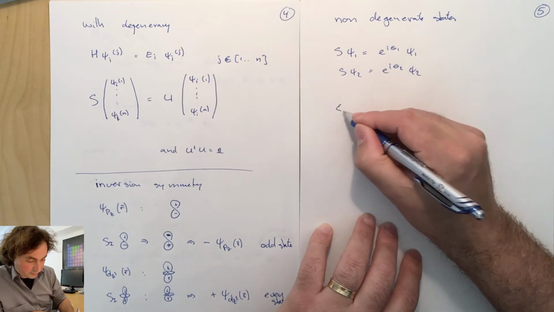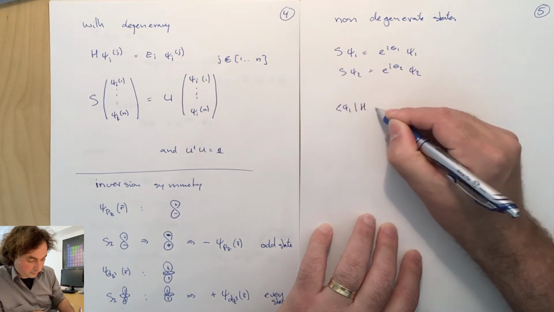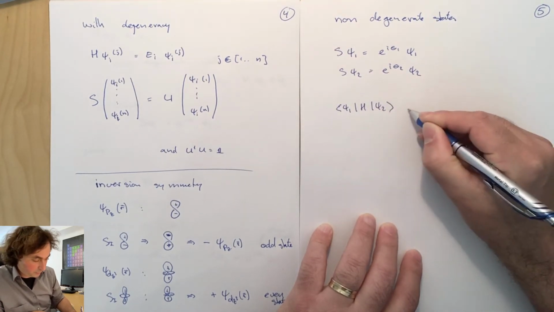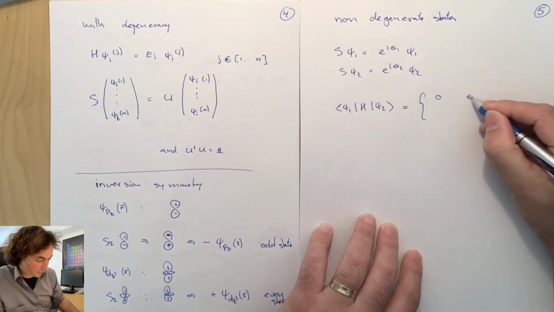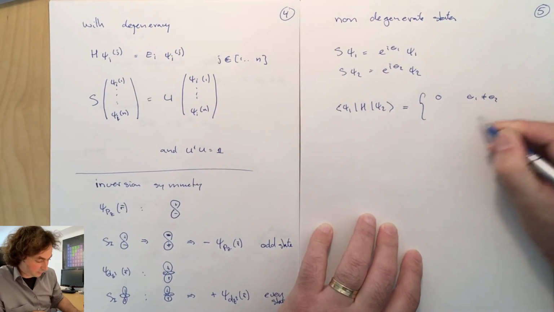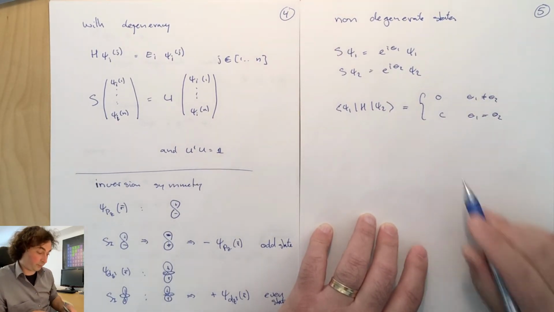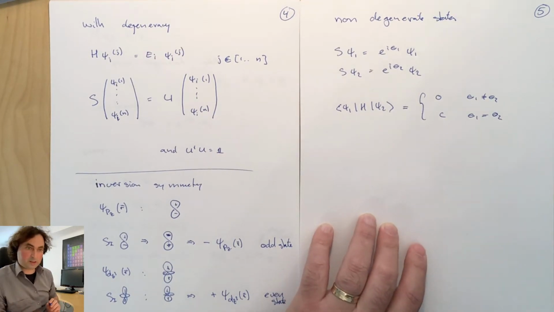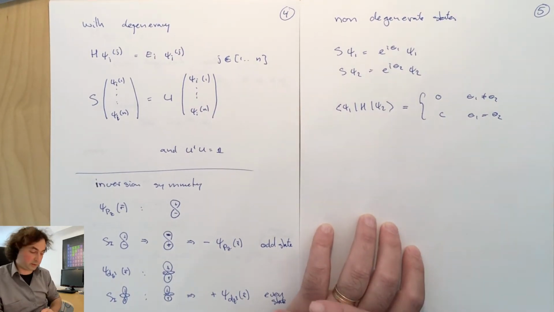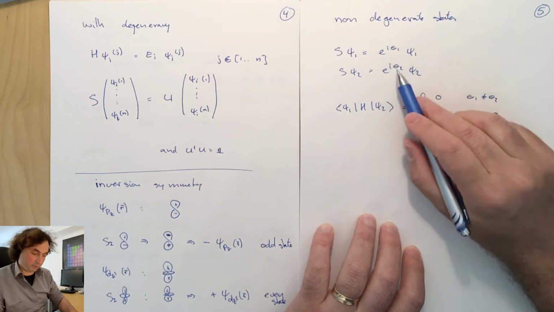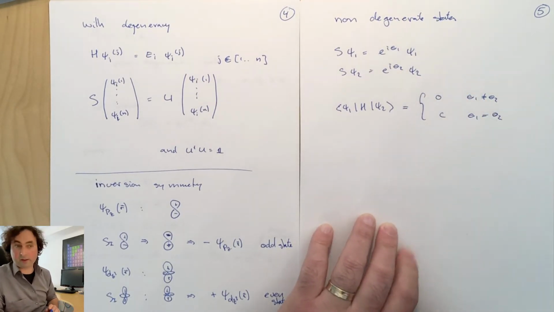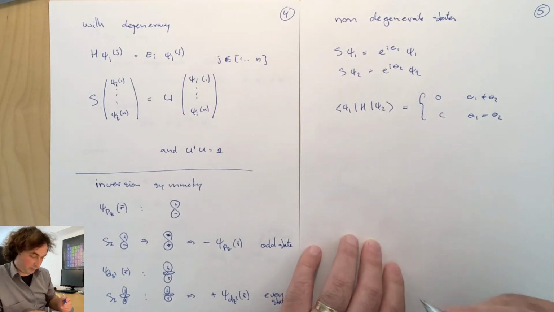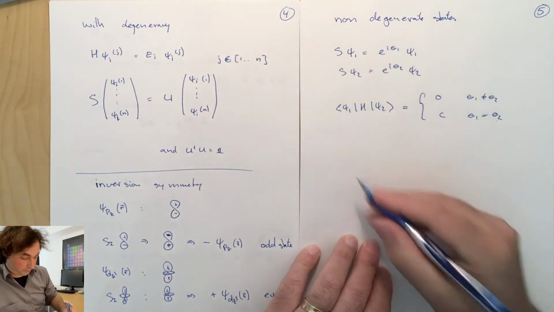Now the statement is that the matrix element psi 1 H psi 2 is either 0 when theta 1 is different from theta 2, or some value when theta 1 is theta 2. And this value can still be 0, but it can also be any other value. So you can only say if they are different, then it has to be 0. If they are the same, then it can be any value that we want or that happens.